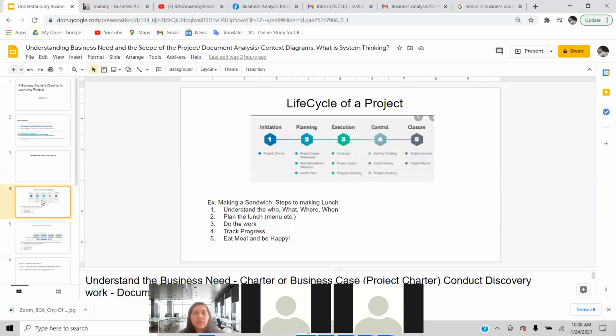The next item here, before we get into kicking off a project: the way I'm approaching this is I've used a case study for us to leverage throughout this training session. I'll get to that case study shortly, but really I want to get into the life cycle of a project. And stop me if you have questions.